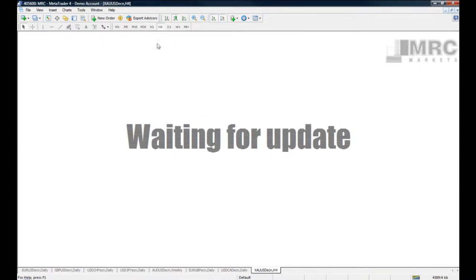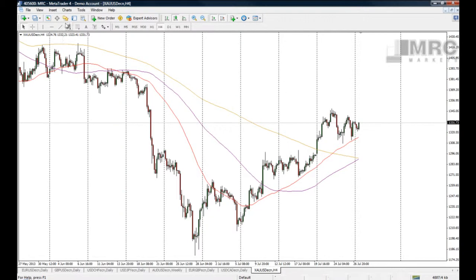And on this 4-hour chart, it's all about the trendline support as well, and that is still technically holding.